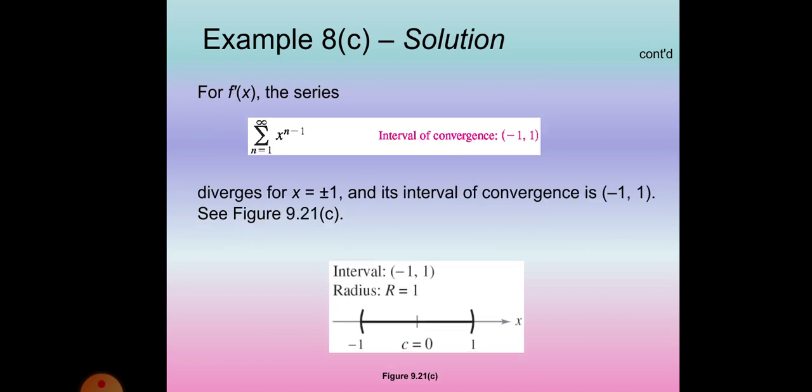For f prime of x, the series looks like this: x raised to n minus 1, where n is equal to 1. It diverges for x equal to either positive or negative 1, and its interval of convergence is negative 1 to 1. And that will be all.